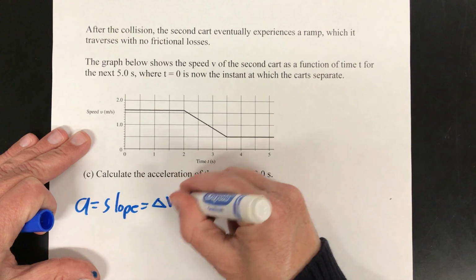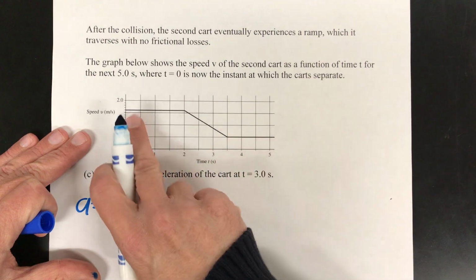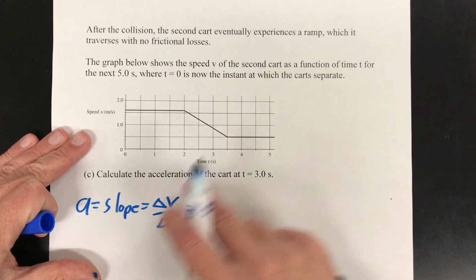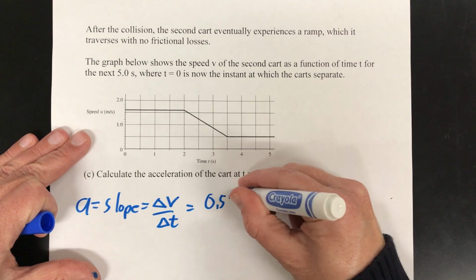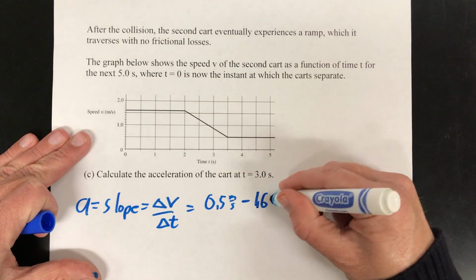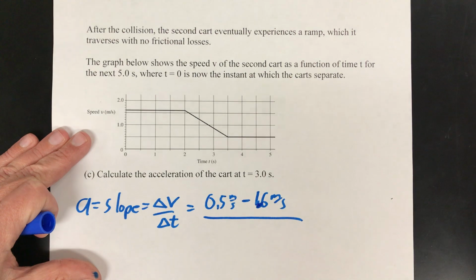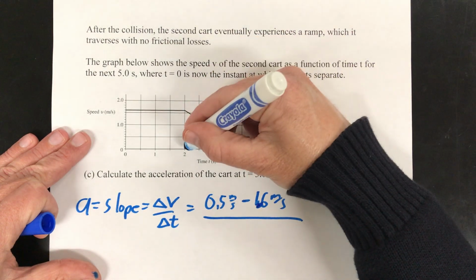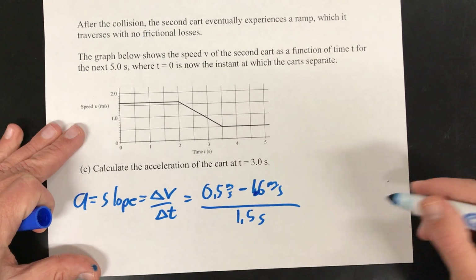And so we're going to find the change in velocity over the change in time there. Right here, remember change is going to be final minus initial. So we wound up at 0.5 meters per second, but we began at 1.6 meters per second. And make sure you can see that dot there. And then the time that occurred from 2 to 3.5 seconds. So that took 1.5 seconds to happen.